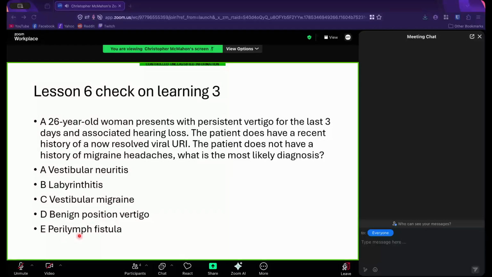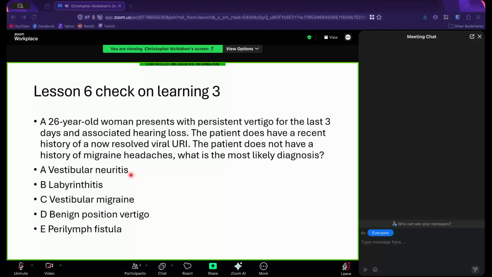And the perilymph fistula, what am I looking for with that one? When does that one become an option? Some type of trauma to the ear, slap fight, you name it. All right, so I got vestibular neuritis versus labyrinthitis. Which one do I like? Which one has hearing loss associated? Did I do that right, or did I do that backwards?